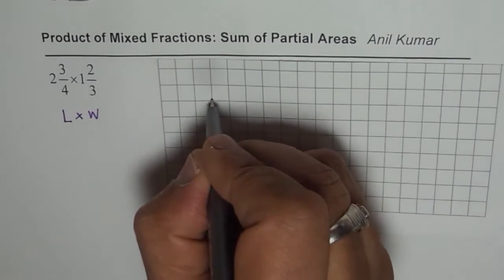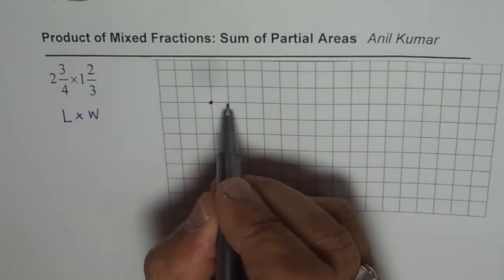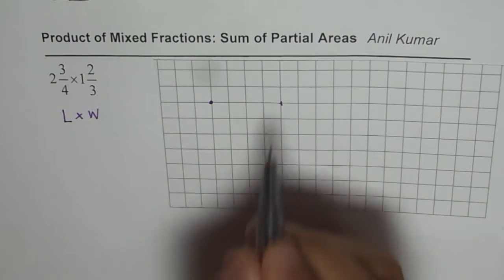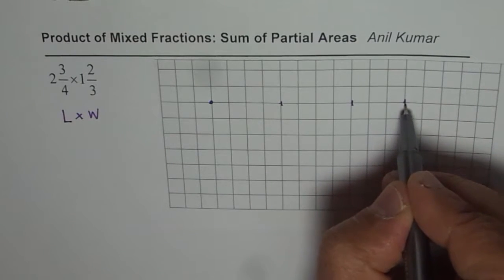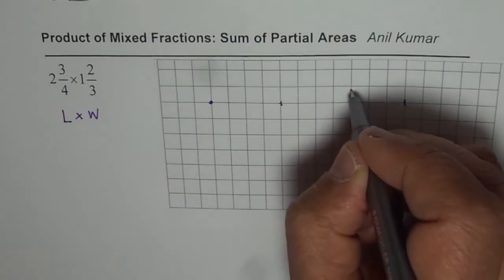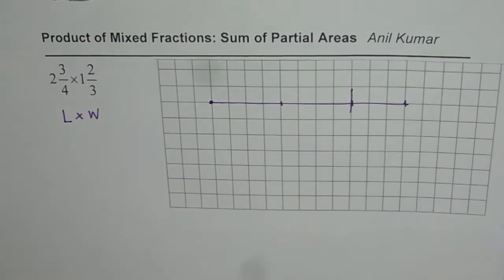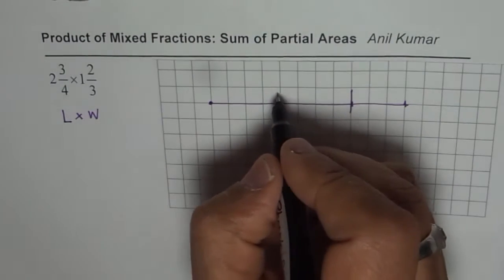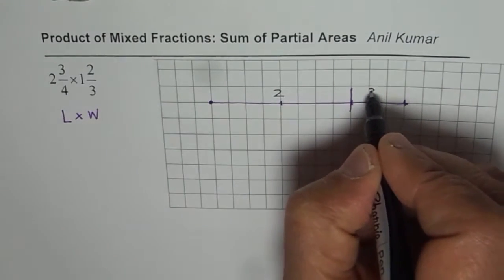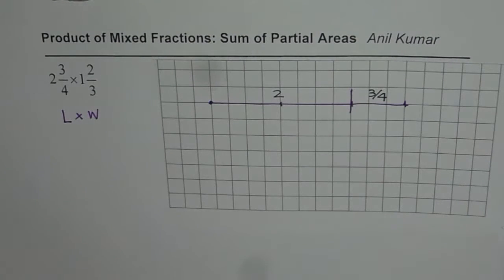So how do you draw that? So let's say 2 3/4. 1/4 is the minimum unit, so we'll go by 1/4. So 1 2 3 4, that means 1. 1 2 3 4 means 2. 1 2 3, so 3/4, right? So this is 2 wholes, and then we have 3/4, correct? So let me write here. We have the dimensions of this rectangle as 2 and 3/4, so that becomes 2 3/4 as the length of the rectangle, right?